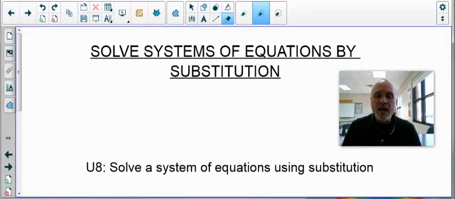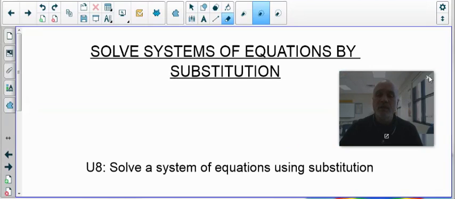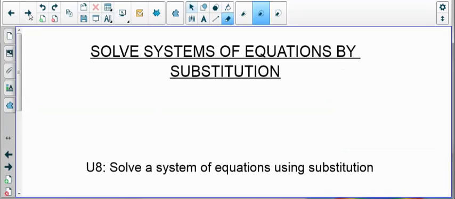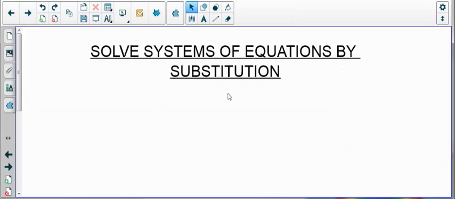Okay, welcome back everyone, and now we're going to work on solving a system of equations by substitution. That was covered by U8. We're going to get started. Okay, so solve a system of equations by substitution.